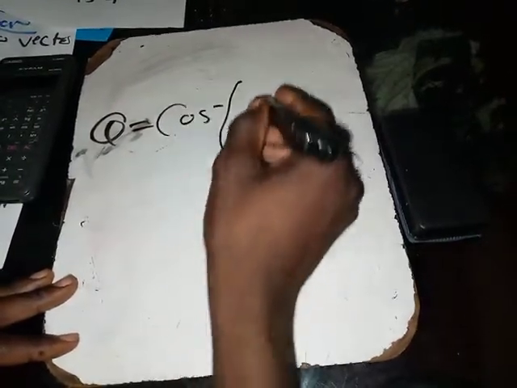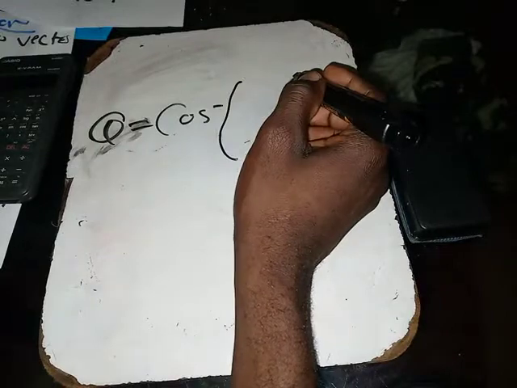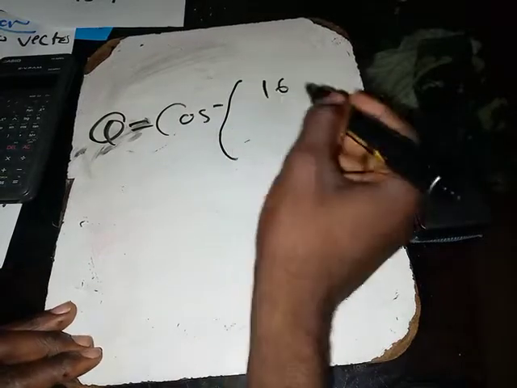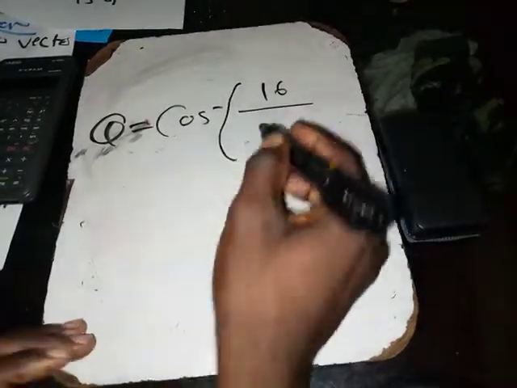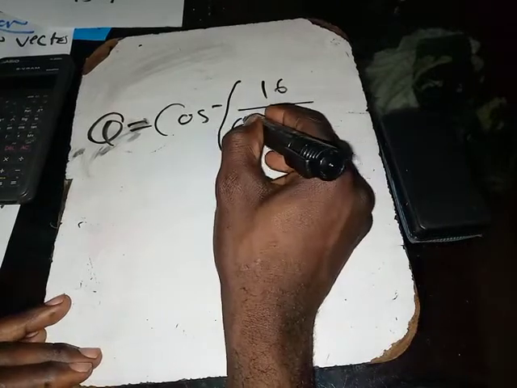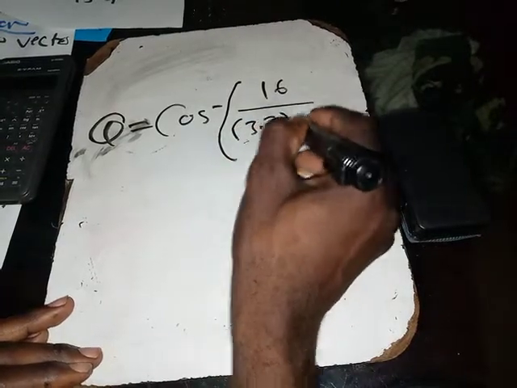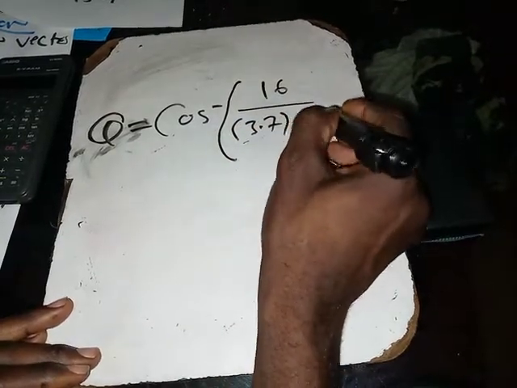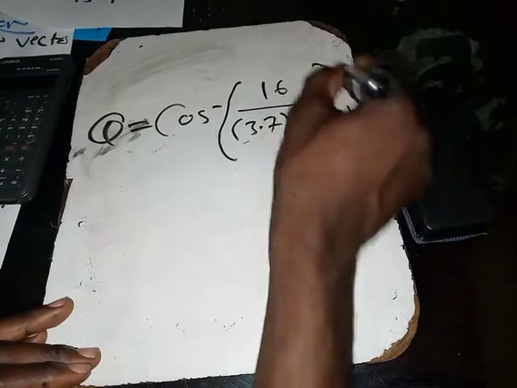Theta is equal to cos inverse. So here, what was here? A dot B, 16, that's what we found. Then the magnitude of A was found to be 3.7. Then the magnitude of B, 4.7.